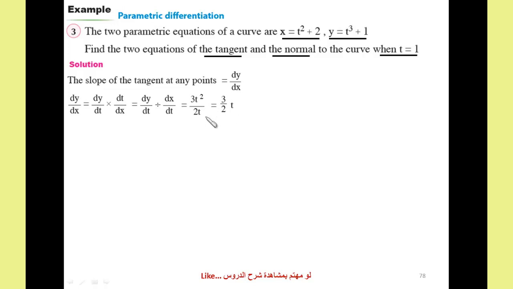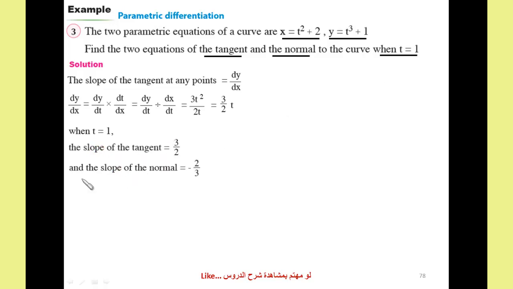t squared divided by t equals t. Of course, t is not equal to 0, so you can divide up and down. Finally, we get dy/dx equals 3 over 2t. When t equals 1, what is the value of the slope of the tangent? 3 over 2 multiplied by 1. So the slope of the tangent equals 3 over 2.